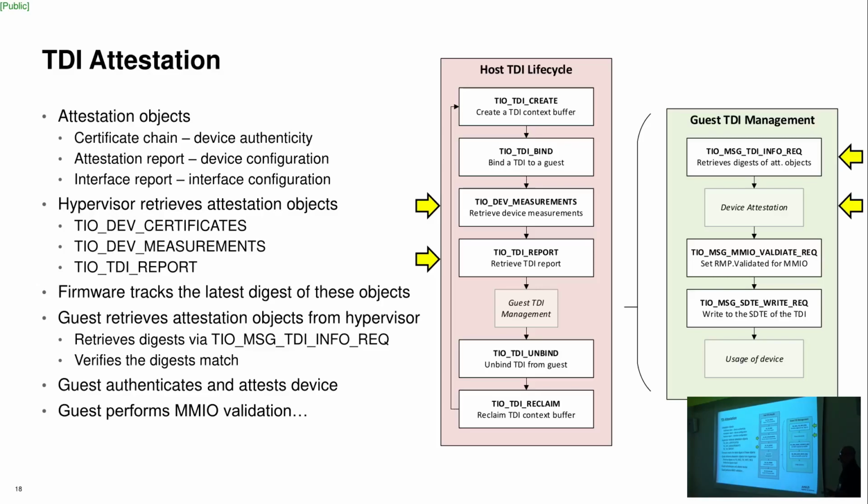And the guest will use this TDI info request to say, ASP, what was the last message that you retrieved? Give me the digest of it. So that way the guest can make sure that the hypervisor hasn't changed the objects in transit. So once the guest has done its authentication, and I kind of put a big asterisk there because there's a lot to be figured out with how to appropriately attest a device, the guest will then go through MMIO validation.